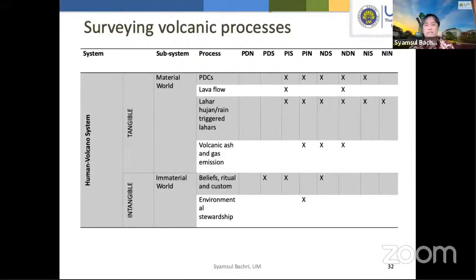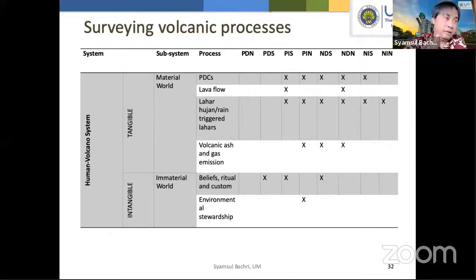Surveying volcanic processes with the UFO model. There are actually four parts: the systems, the subsystems, the processes, and the eight categories that you should cross. First, you should know about the system. It consists of two systems, intangibles and tangibles, the material world and the immaterial world.